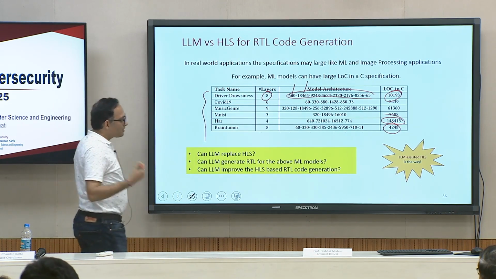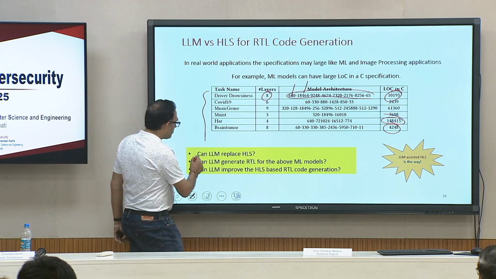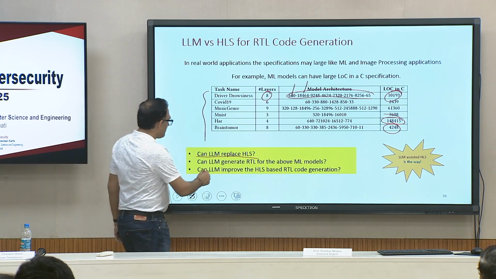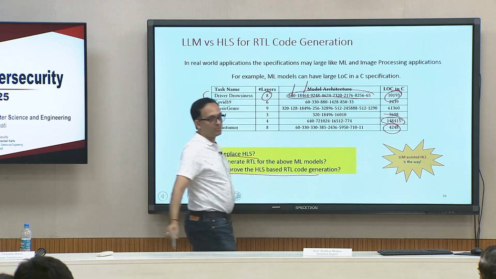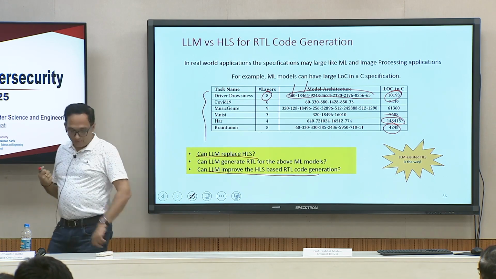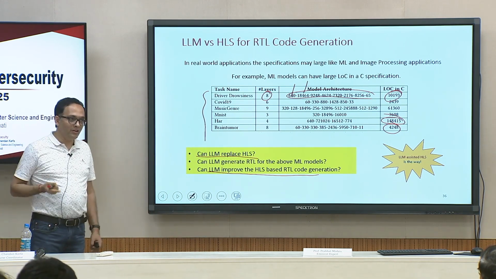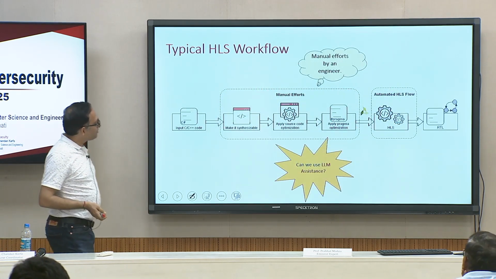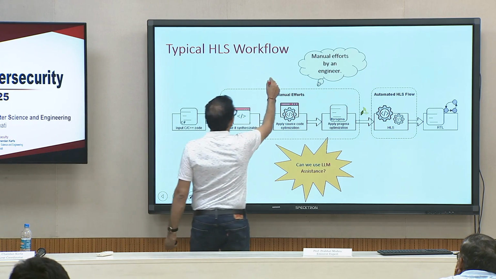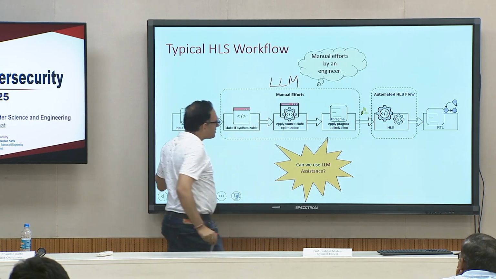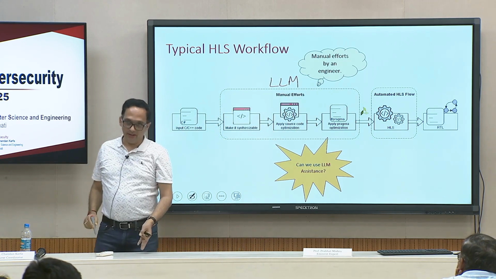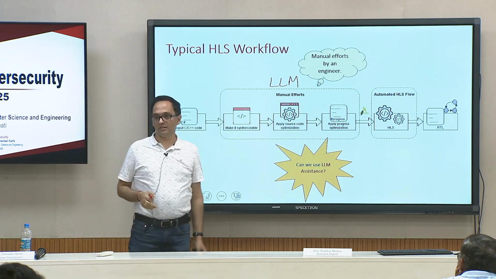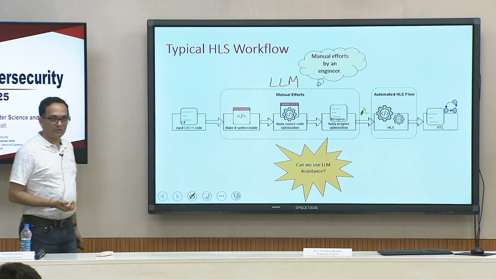So, the takeaway of the discussion is that I do not want to replace HLS with LLM, rather LLM will improve the HLS-based RTL code generation process, right. The way I talked about, you take those manual efforts and use LLM there, okay. So, that will help. Then this process is easy, you do not need to break your head there, right. LLM will make all these things done for you, and then HLS will give you the Verilog code. That is the viable approach, okay.